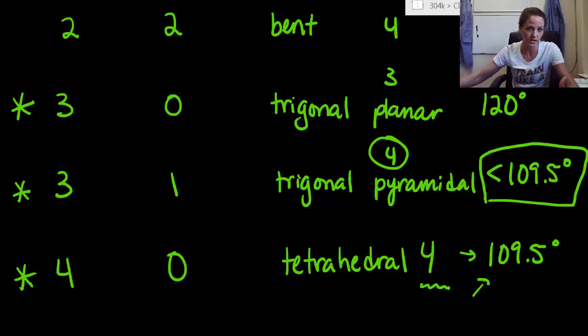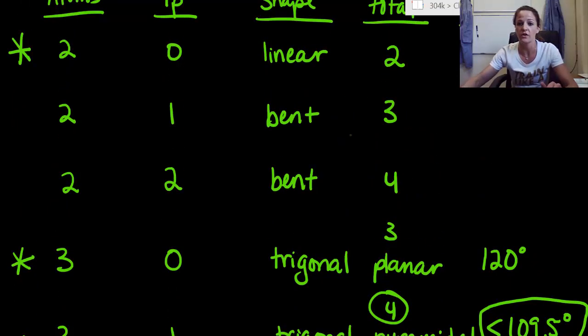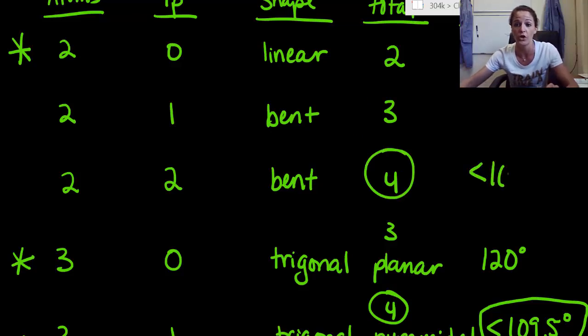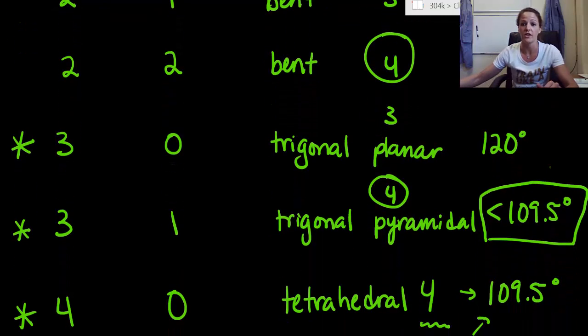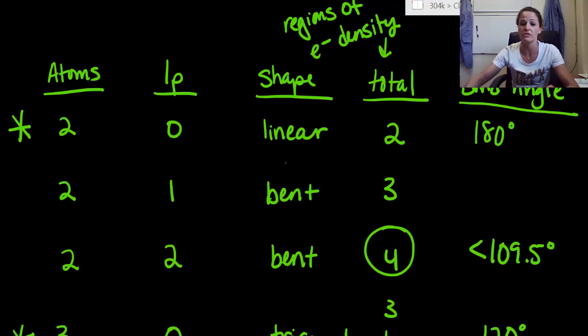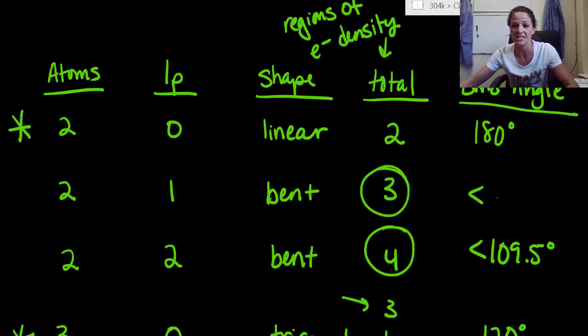I don't expect you to tell me it's 104 or 107 degrees. It's less than 109.5. So let's go up here. We have another one of 4 regions of electron density. So this again would just be less than 109.5 degrees. So we can continue on up. We have another one here that has 3 regions of electron density. We already set our concrete value of 3 to be 120, and so this value is just going to be less than 120 degrees.